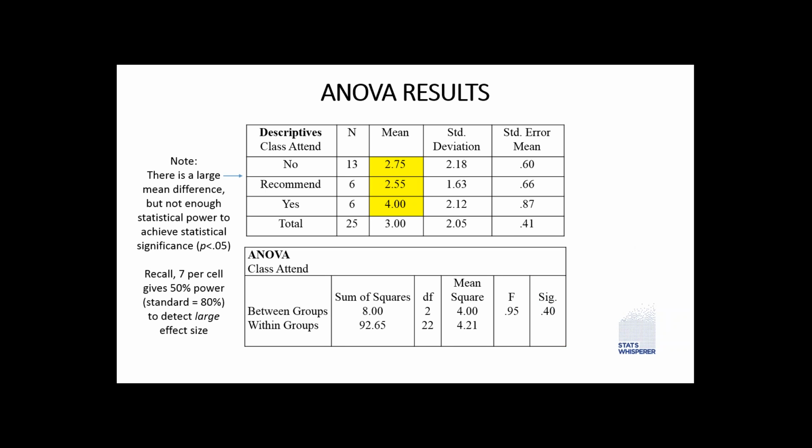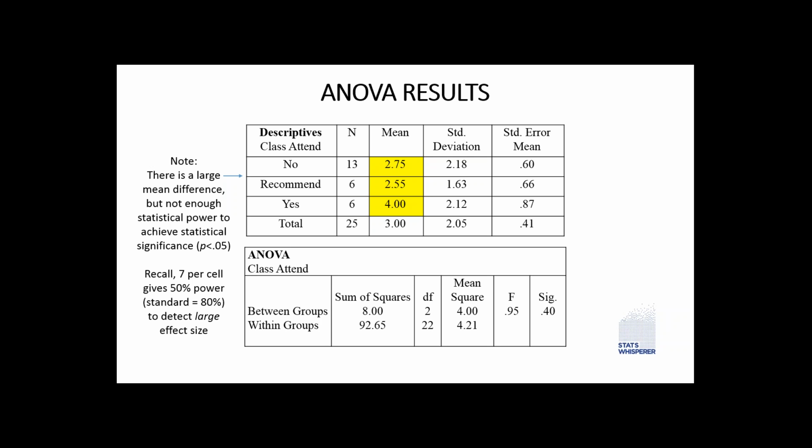Now pay attention. If you look at the means, the mean level of attendance for those who were recommended class, that's only 6 people. So there's 13 no's, 6 recommended and 6 yes. So that's very low statistical power, because there's actually less than 7 people in each cell. So that affects the statistical power.